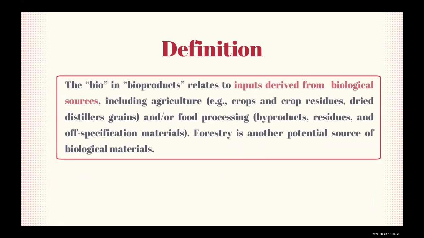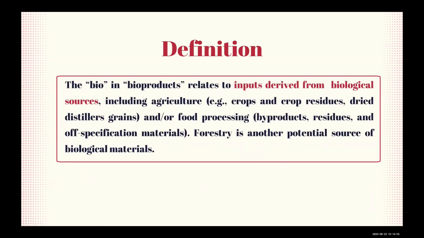Moreover, this slide further clarifies the term bio and bioproducts, emphasizing that it refers to the inputs derived from biological sources. So as we say, these include agriculture, food processing, forestry. Understanding these sources is crucial because it highlights the diversity of raw materials that can actually be utilized in creating bio-based products, ensuring that we make the most of our natural resources in a sustainable manner.